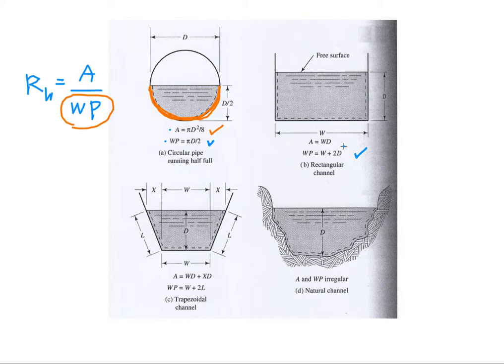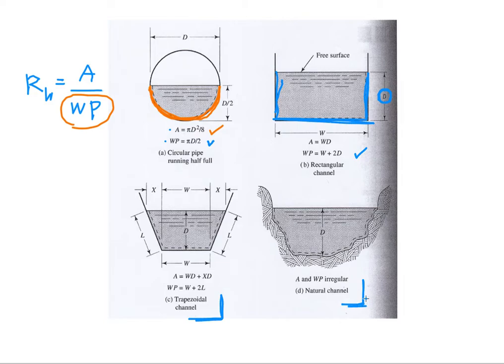So the flow cross-sectional area is W times D because the water level is only D. And then the wetted perimeter is D plus W and then plus D. So that's why we have W plus 2D. And then this is the trapezoidal channel, and this is the irregular shape.